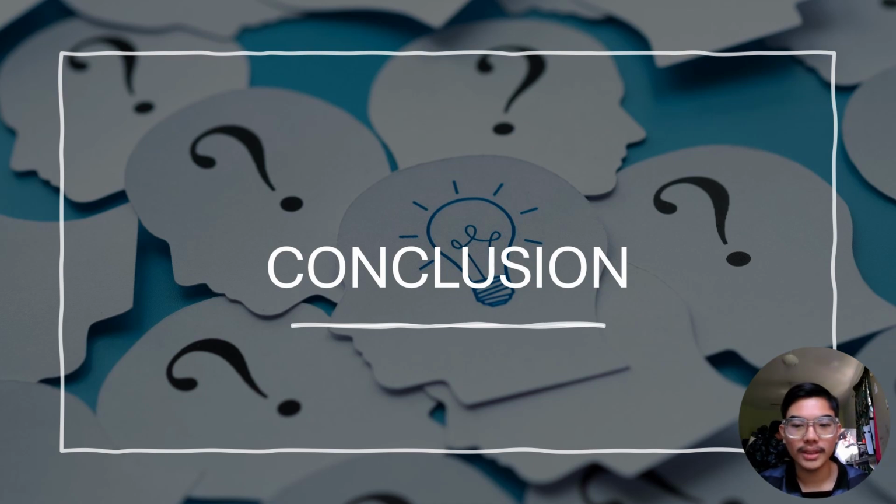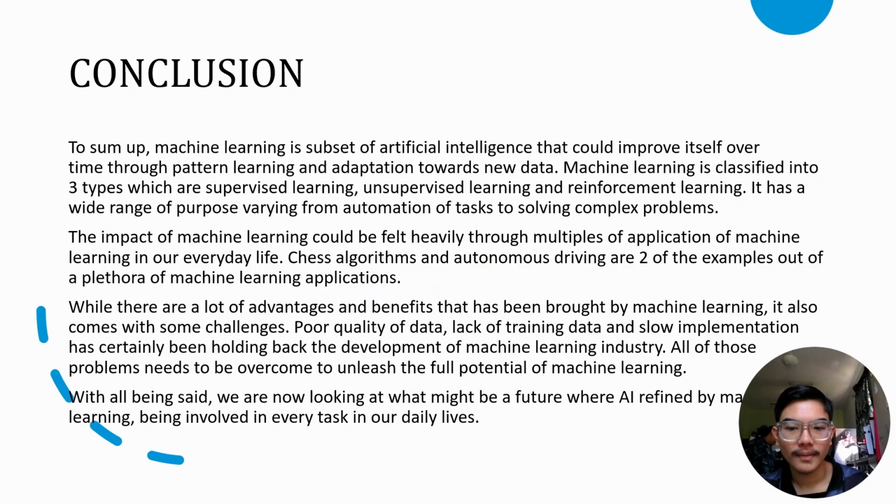Now we'll come to the end of this presentation, which is the conclusion. To sum up, machine learning is a subset of artificial intelligence that could improve itself over time through pattern learning and adaptation towards new data. Machine learning is classified into 3 types, which are supervised learning, unsupervised learning, and reinforcement learning.